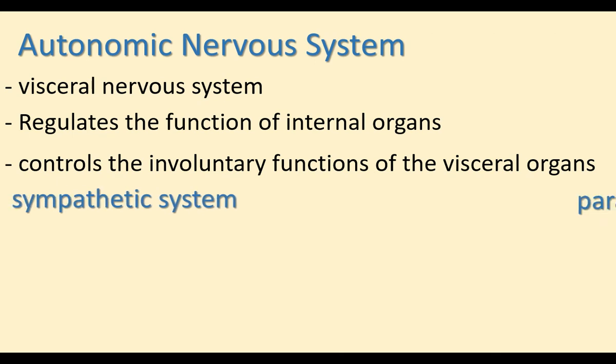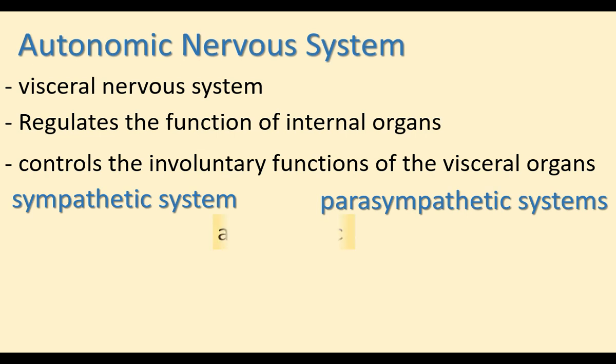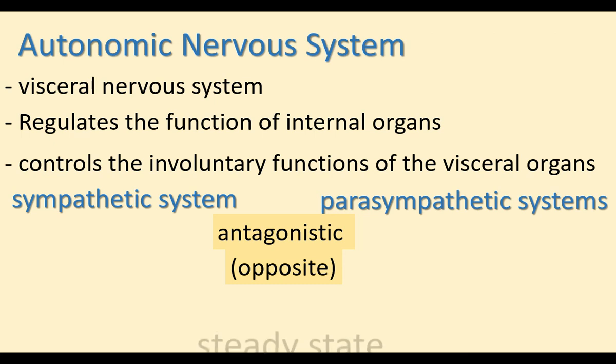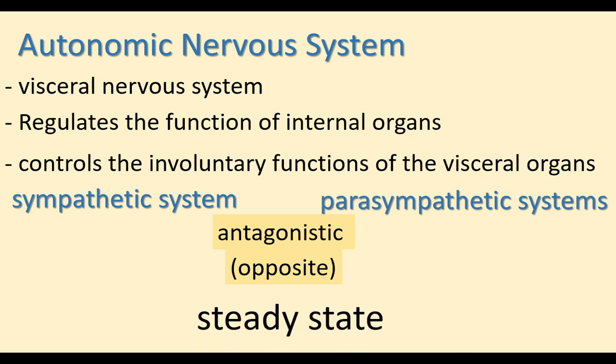Sympathetic system and parasympathetic system are the two components of the autonomic nervous system. These two systems work oppositely. They work antagonistic to each other. They work oppositely to maintain a balance in the functioning of internal organs. These two systems maintain a steady state in the functioning of internal organs.